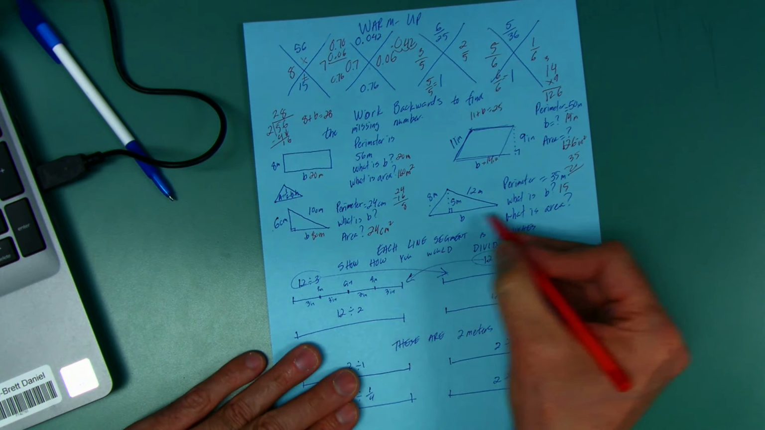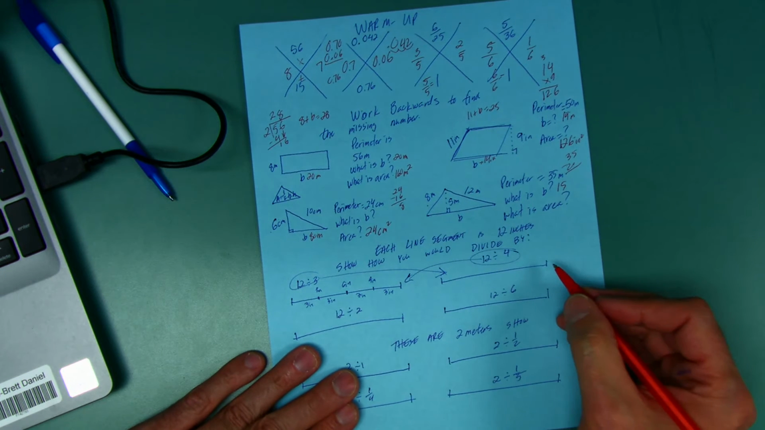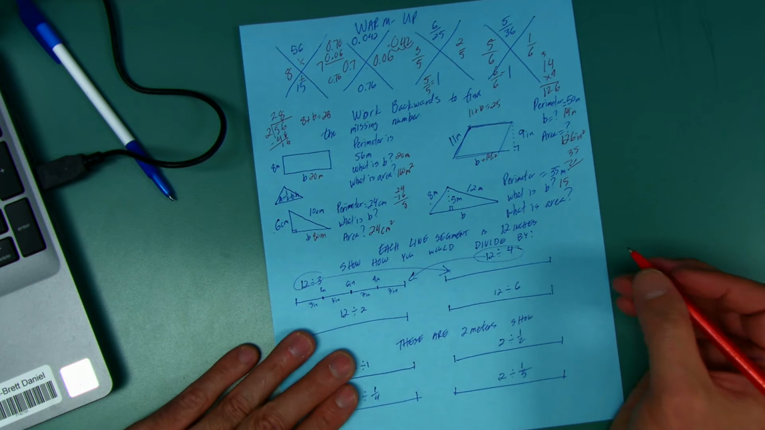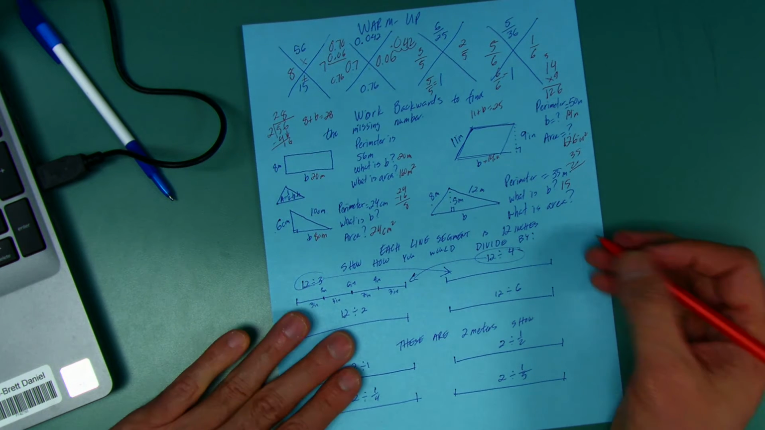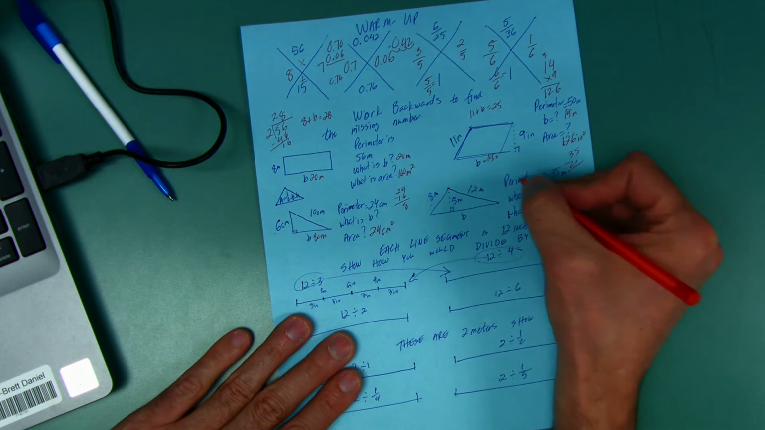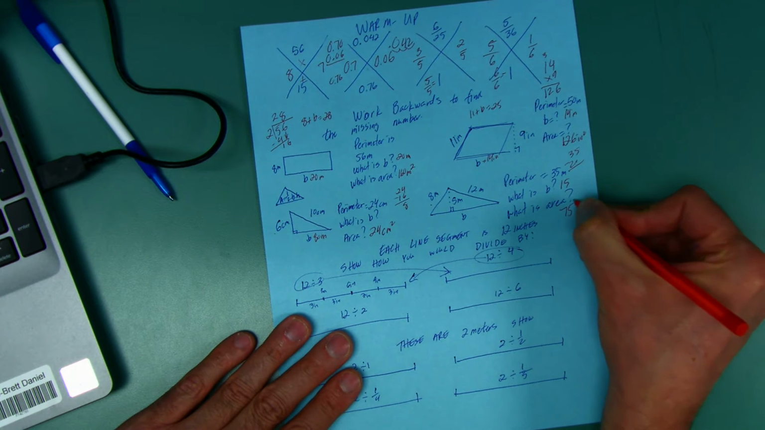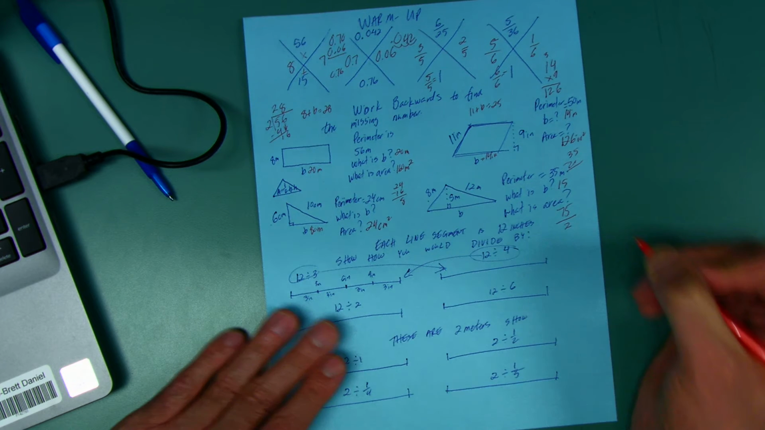Now what's the area? Half of 15 times 5. Oh man, they're both odd. 5 15s is 5 10s, that's 50. And 5 5s is 25. 50 and 25 is 75. But that's not my answer. I have to cut it in half.